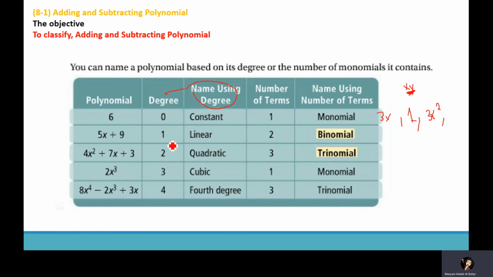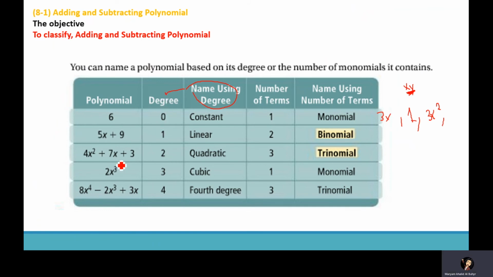But if I have degree 1, which is like this, 5x plus 9, which is always linear. That's what I was telling you also in the linear chapter. If all the exponents are 1, that means the degree of this polynomial is 1, which means it's linear. If you have two terms, we are going to call this polynomial binomial. So binomial means, according to the number of terms, it's binomial.